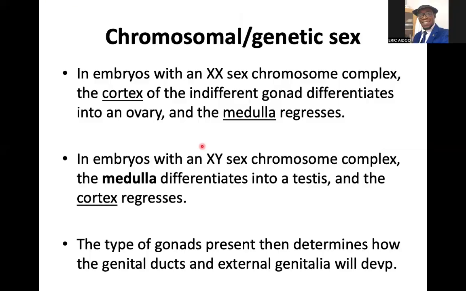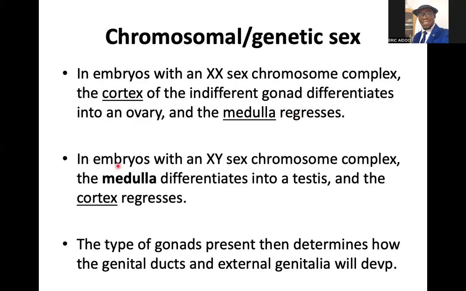So chromosomal sex, also known as genetic sex, is established during fertilization, and it is when the chromosome-bearing spermatozoa, which is either X or Y, meets the counterpart of the female egg, which is usually X. So if an X-bearing spermatozoa meets an X-bearing egg, it's going to be XX. So in embryos with XX sex chromosome complex, the cortex of the indifferent gonad will differentiate into an ovary, and the medulla will regress.